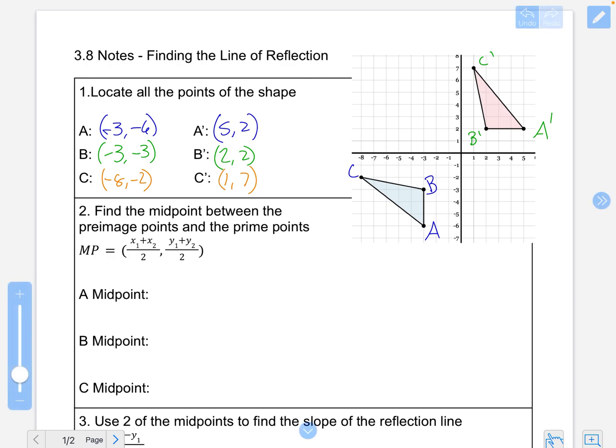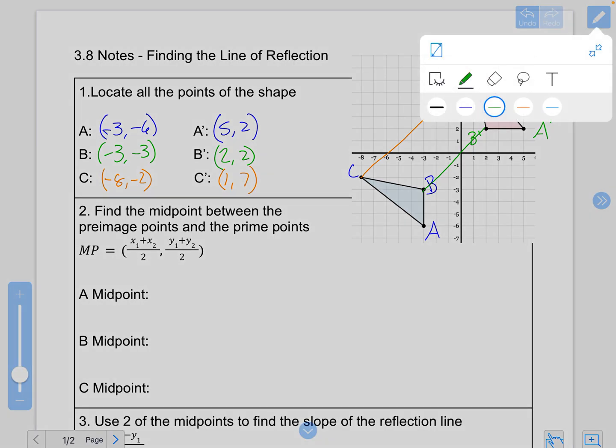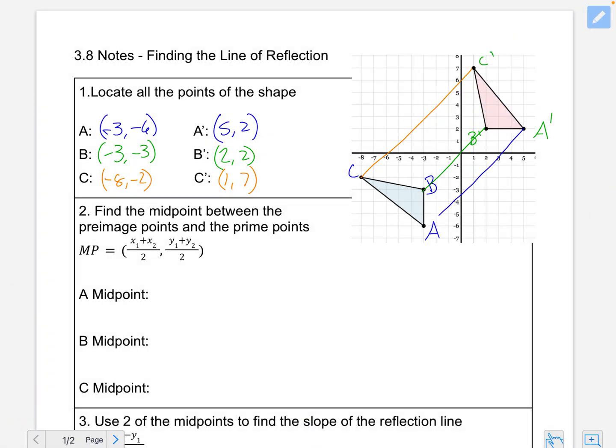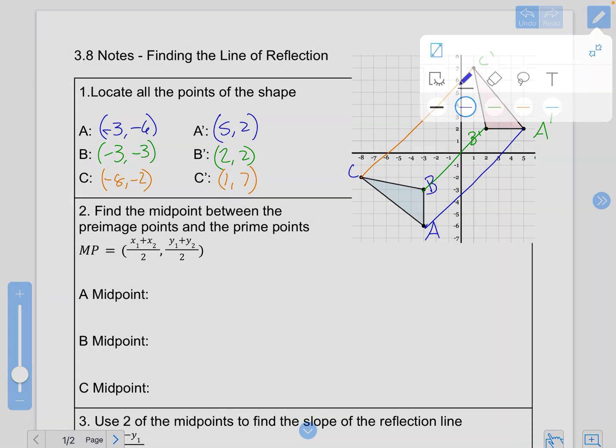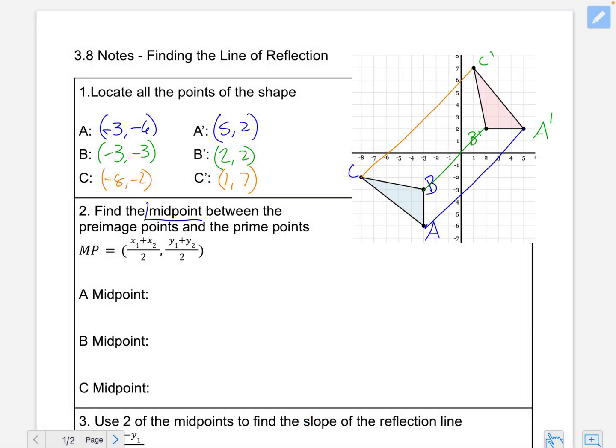So the way that we're going to find the line of reflection is we're going to draw a line from C to C prime, a line from B to B prime, and a line from A to A prime. And what we know is that C and C prime, B and B prime, and A and A prime are equidistant away from the line of reflection. So because we know that, we're going to use the midpoint to find the middle of these 3 points. And we know that our line is going to go through all 3 of those points.